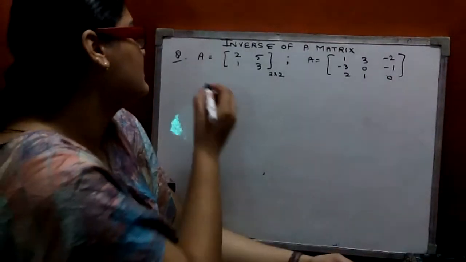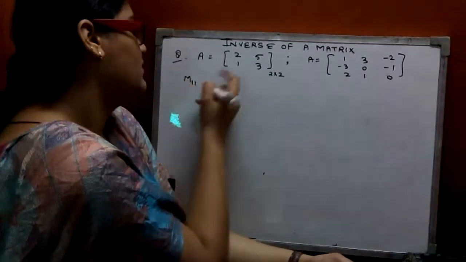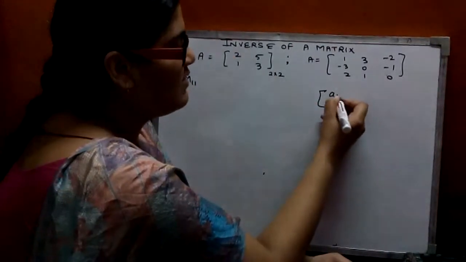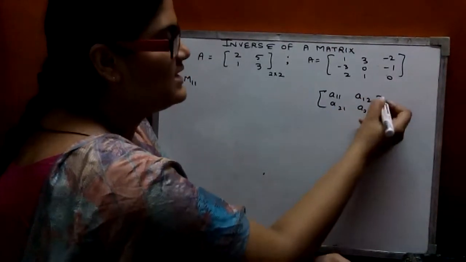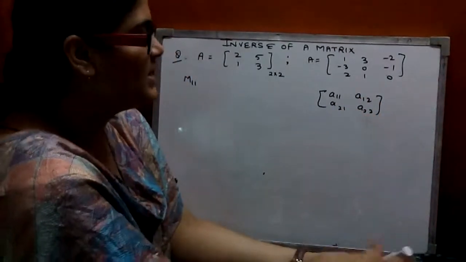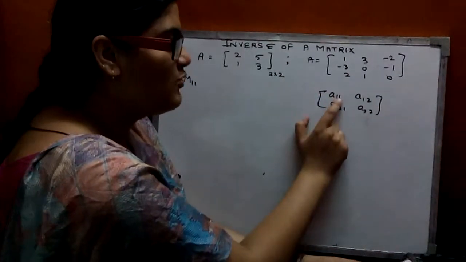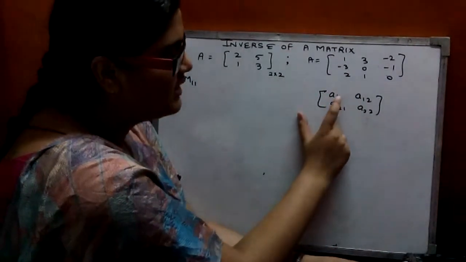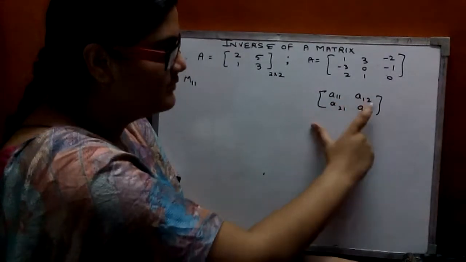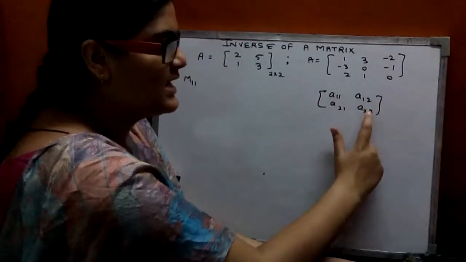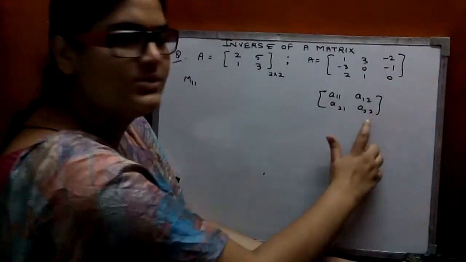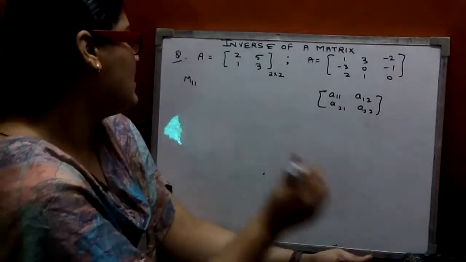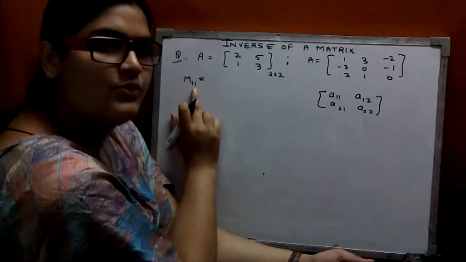What are minors? As you know, the general form is A11, A12, A21, A22. These are the elements of the matrix. This shows first row, first column. This is first row, second column. This is second row, first column. This is second row, second column.